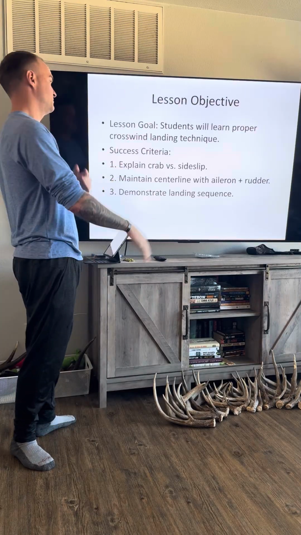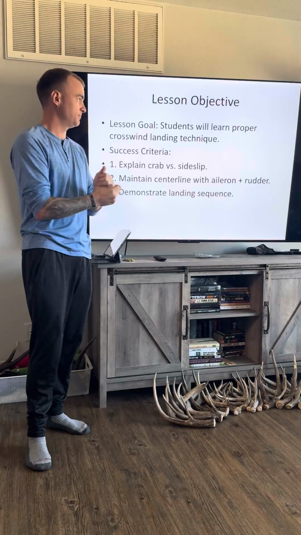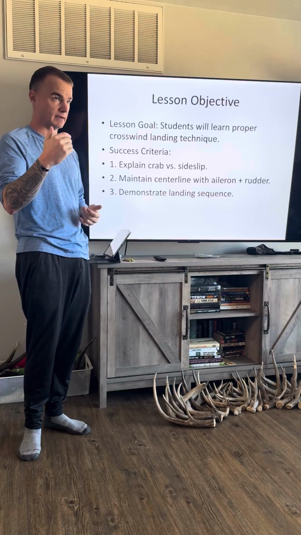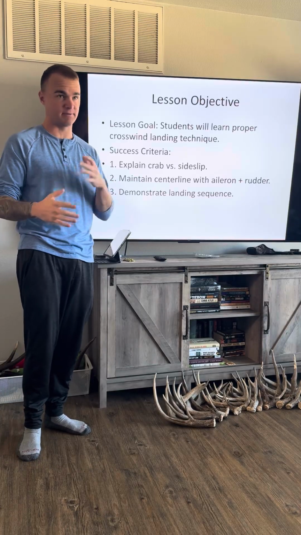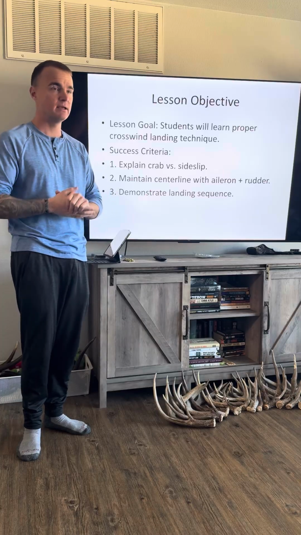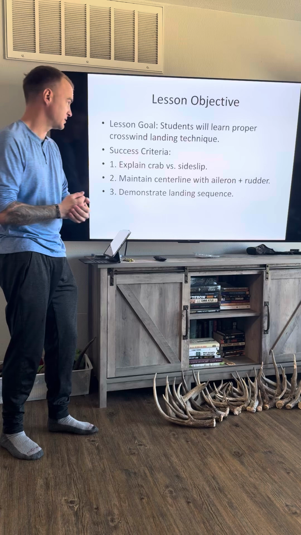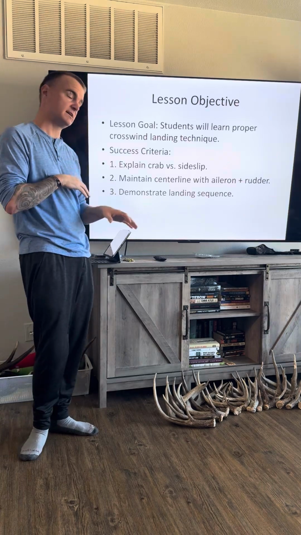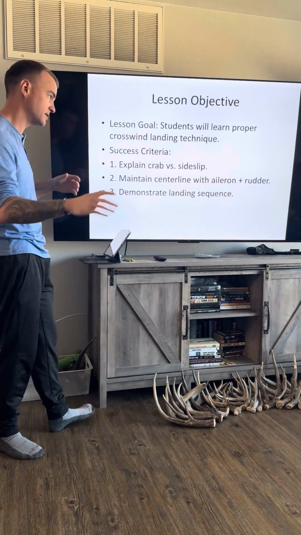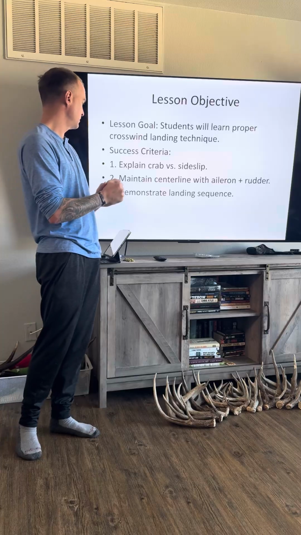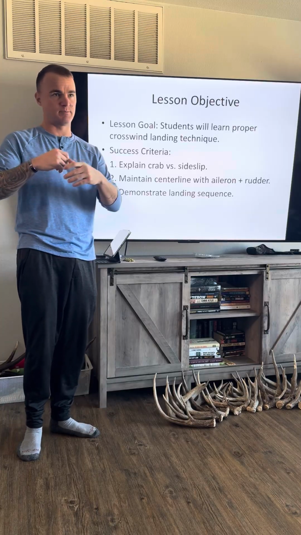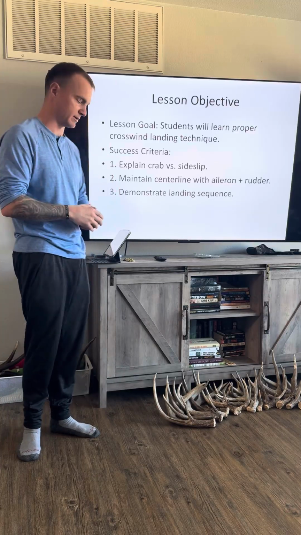Our lesson objective today is to teach our student proper techniques for a crosswind landing. They should be able to explain a crab versus a side slip, maintain center line with aileron and rudder, and demonstrate a proper landing sequence for landing in a crosswind.